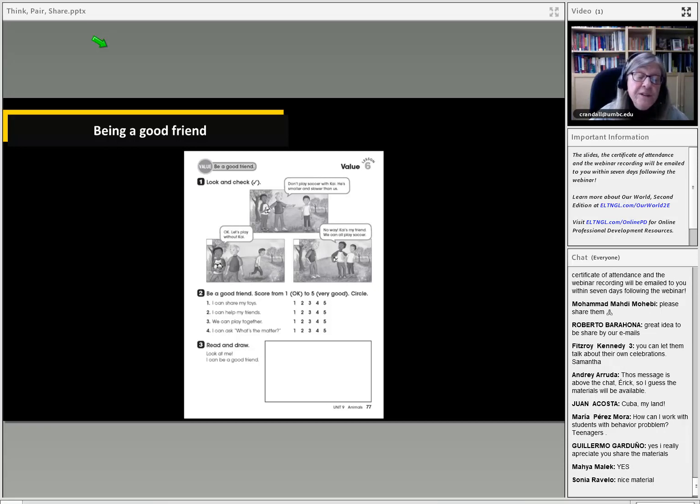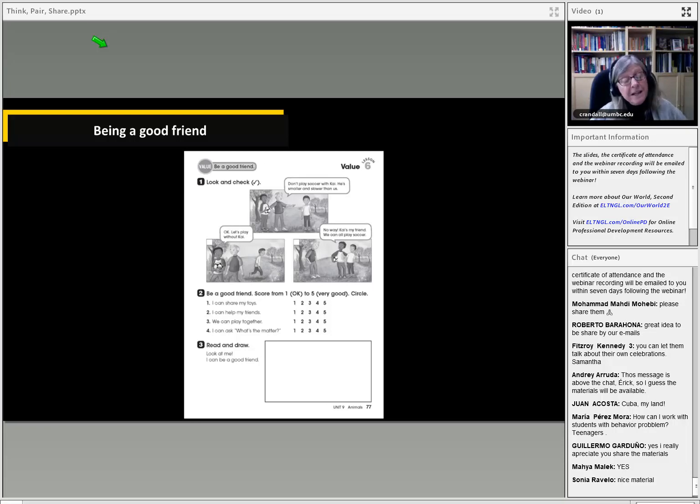And one of the children doesn't want to play with him because they said Kai is just smaller and he's slower, and so he's not going to be very good at playing soccer or football. And the other boy says, "Oh, okay, well, then we won't play with Kai." But somebody else says, "Oh, now wait a minute. Kai's my friend. All of us could play soccer together."